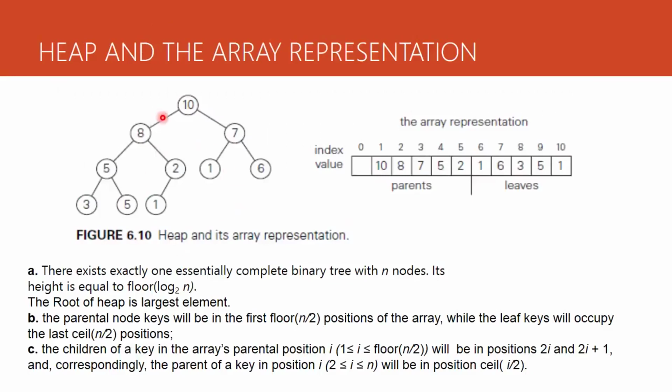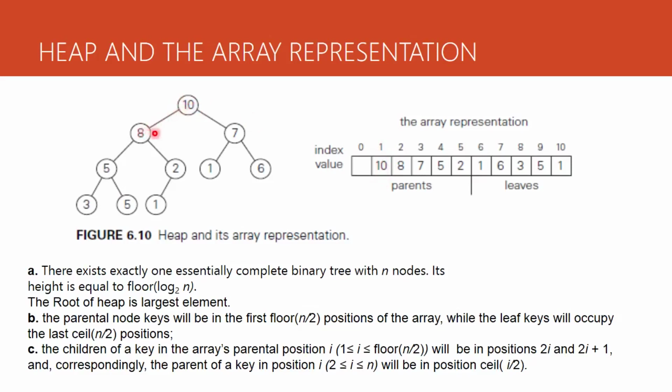Next, how to represent a heap in the form of an array. So now this is a heap. Let's see how to represent it in the form of an array. Array index initially 0, and the first 10 is assigned to the first position. You go on assigning, placing the values in this order.